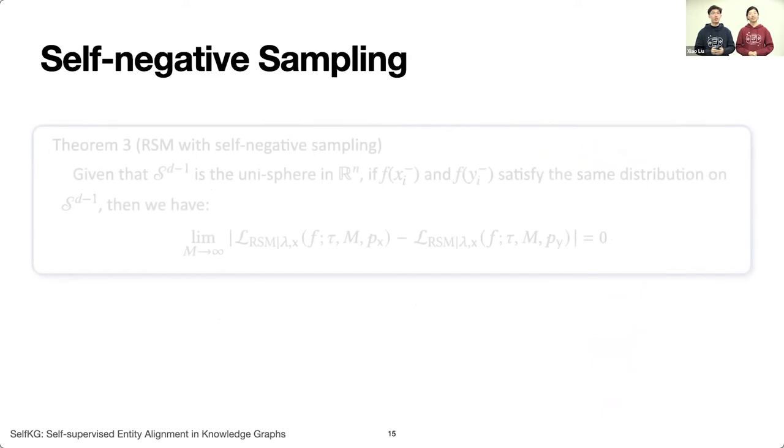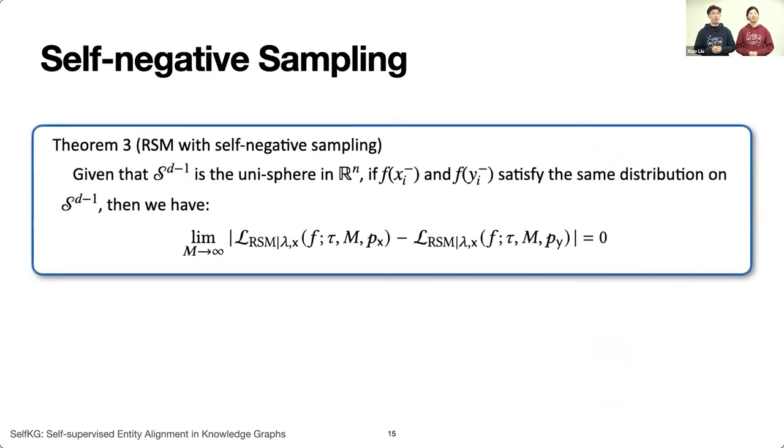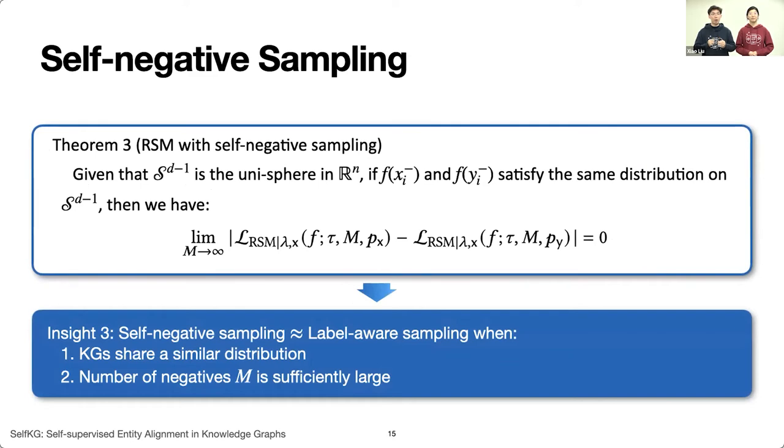In fact, we also present an important theory showing the effectiveness of self-negative sampling, that it can be approximately equal to label-aware counterpart sampling when KGs satisfy the following conditions. First, the KGs share a similar distribution, which can be ensured by using pre-trained word embeddings for the KGs. And second, the number of negatives is sufficiently large.